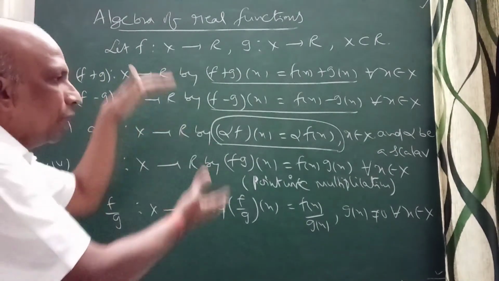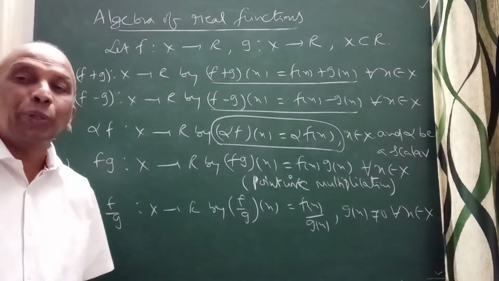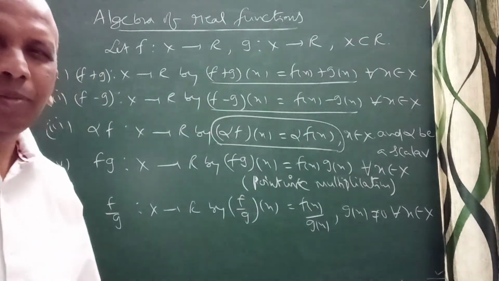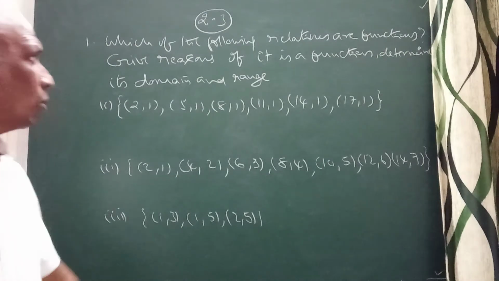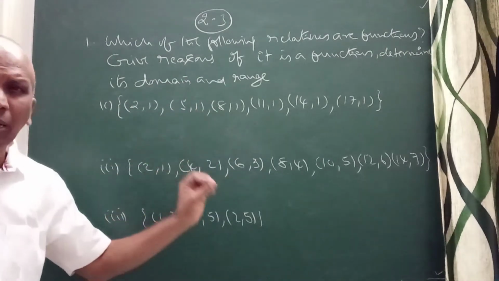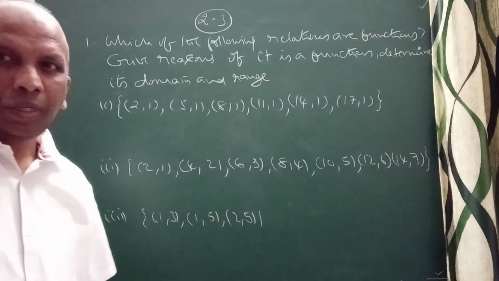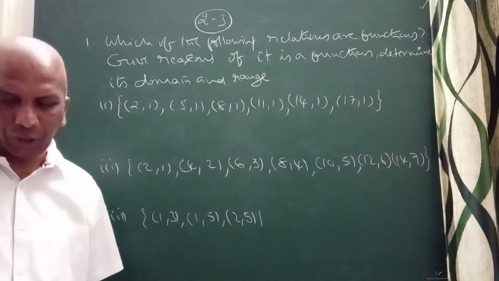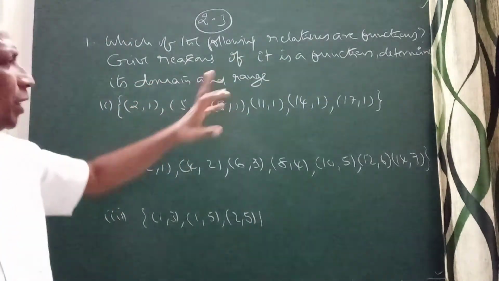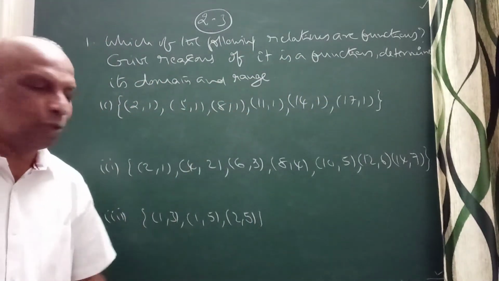Quick reference, I have completed this. Now I am going to explain the problems of exercise 2.3. See, in this problem they are given three relations. We should verify whether each relation is a function or not. If it is a function, determine its domain and range. Otherwise, no need to find them here.